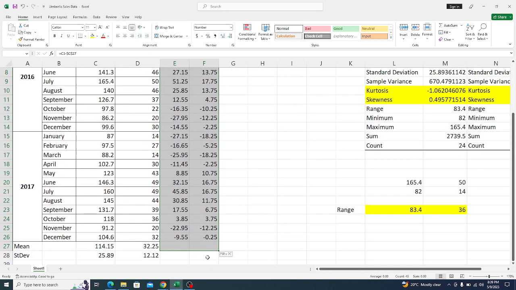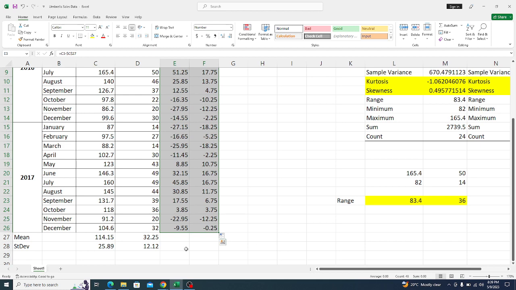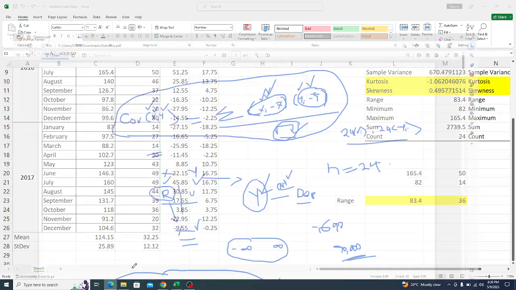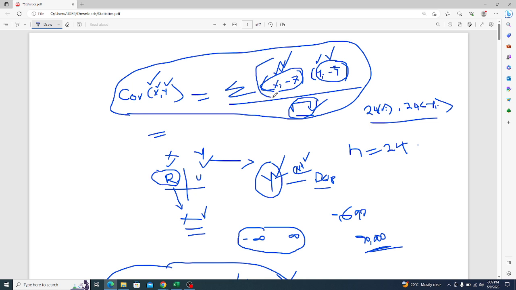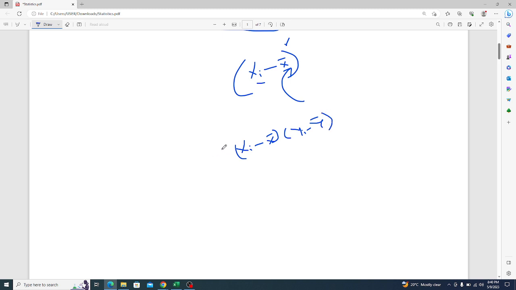And as you can see, we are almost done with the numerical part of the formula. In short, let me show you. We are done with xi minus x bar multiplied by yi minus y bar. We also have the summation here, then n. We've calculated this, we've calculated this.